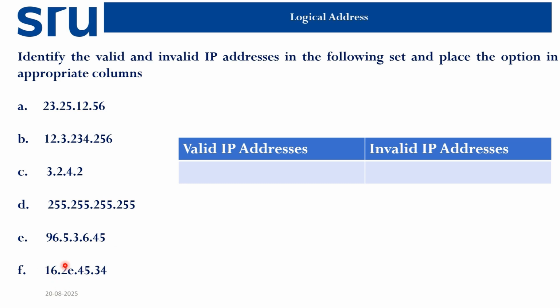Next, 16.2e.45.34, okay? Here 4 octets are considered, but the second octet is 2e. It is represented in hexadecimal, but an IPv4 address is represented in only either dotted decimal or dotted binary notation. It is an invalid IP address. So A, C, D are the valid IP addresses and B, E, F are the invalid IP addresses.